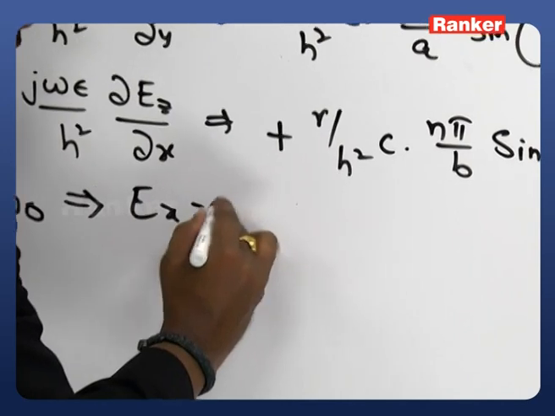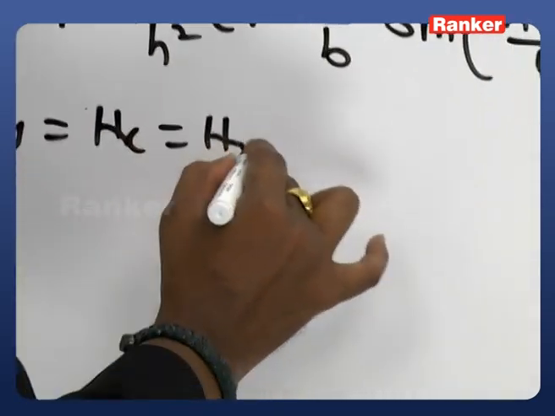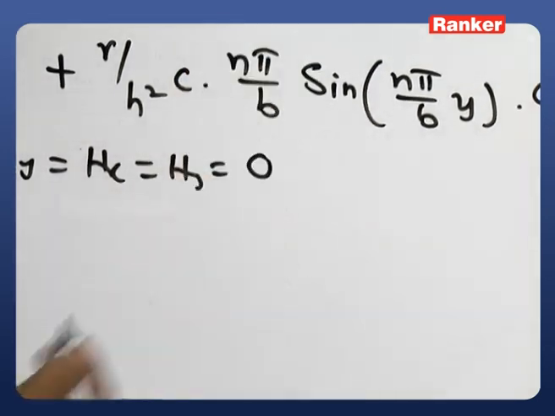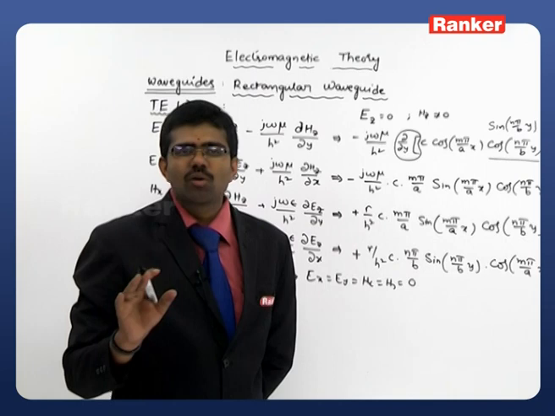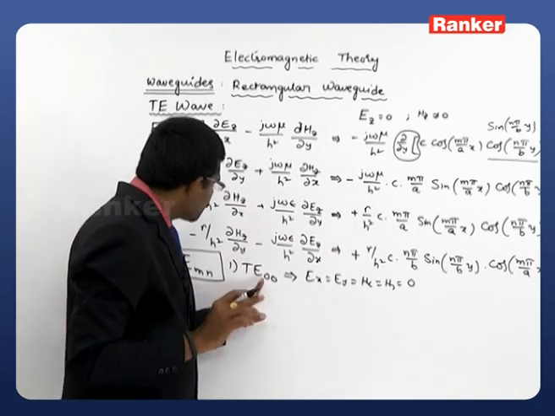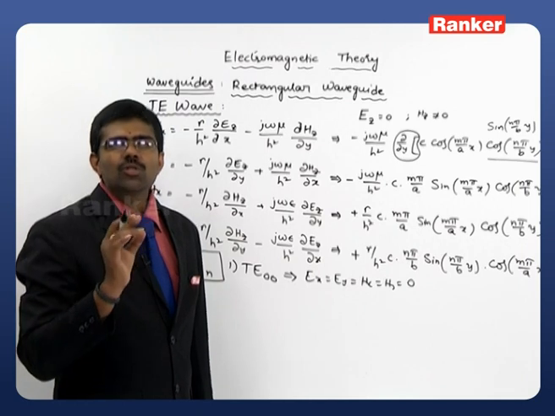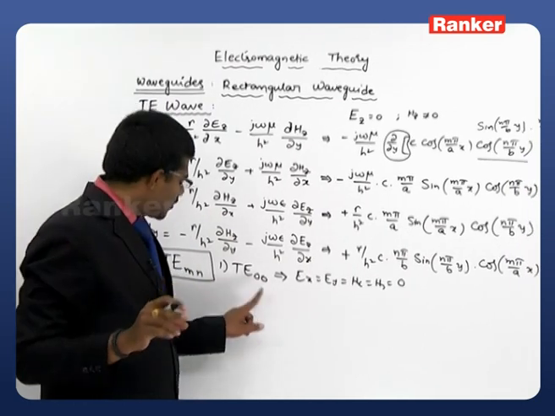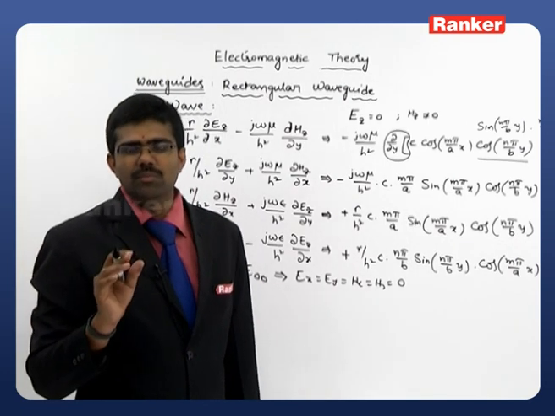Therefore, clearly you can say that Ex equals Ey equals Hx equals Hy equals 0. As we are not getting any of these field components, simply what you can say is this particular mode does not exist. It is not at all possible to transmit a wave with this particular mode in our rectangular waveguide. That's what you are supposed to remember.